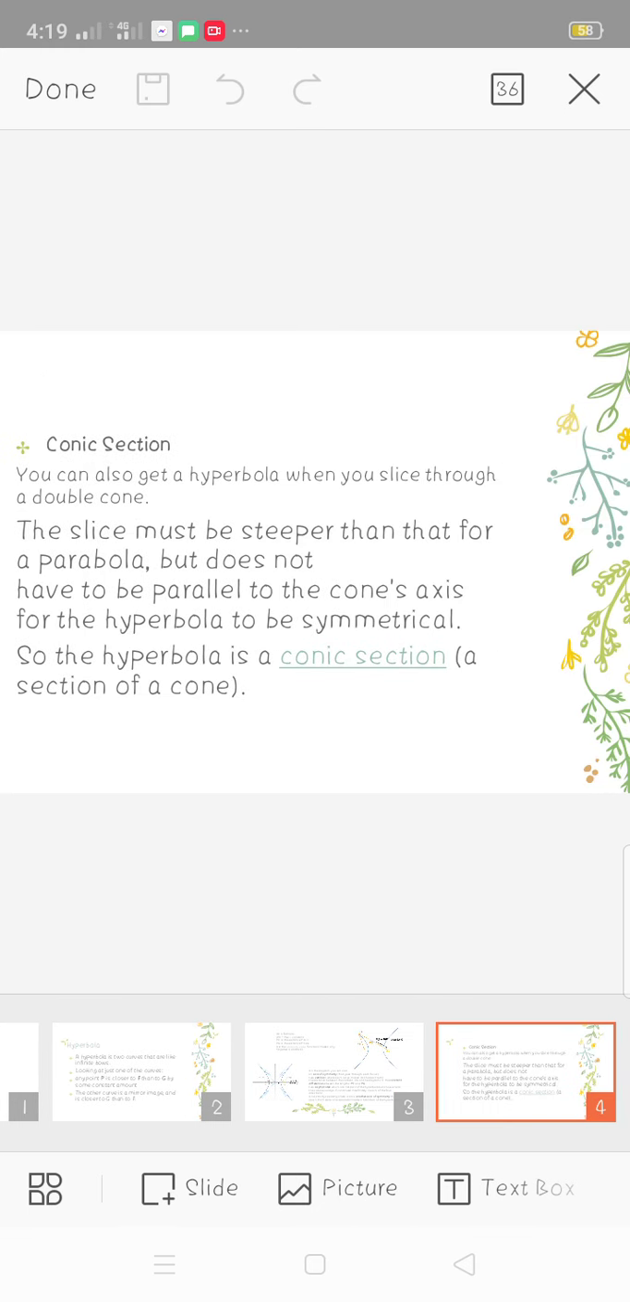As a conic section, you can also get a hyperbola when you slice through a double cone. A slice must be steeper than that for a parabola, but does not have to be parallel to the cone's axis for the hyperbola to be symmetrical. So, the hyperbola is a conic section, a section of a cone.